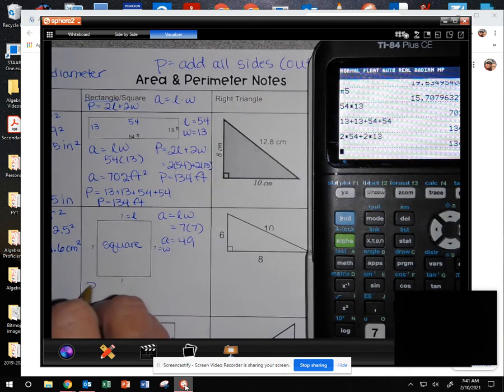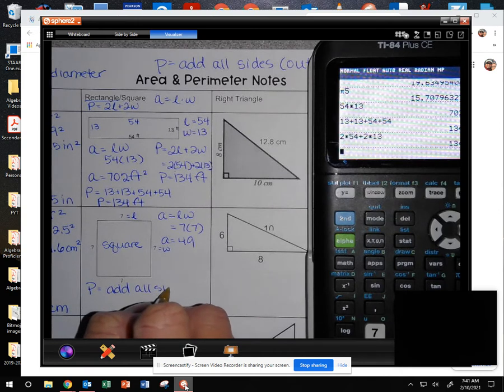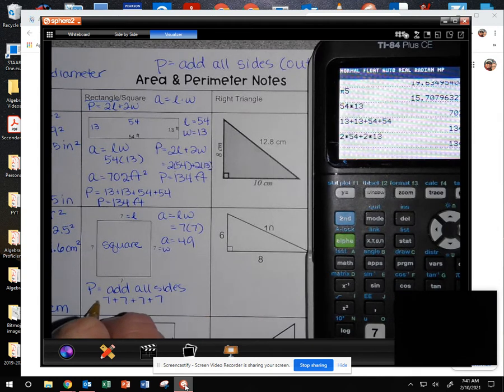Now to find the perimeter, I would just add all my sides. So 7 plus 7 plus 7 plus 7. Or you can do 7 times 4 because there are 4 sides and they're all the same. And you're still going to get a perimeter of 28.